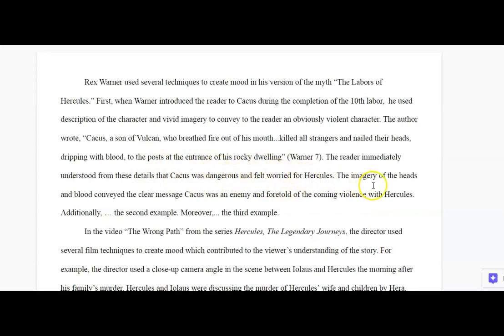Dangerous and felt worried. And then that clear message that he was an enemy. Then I have my transition word, and I would do the same thing for my second example. And then my transition word, I said moreover, and then my third example. And that is your paragraph.